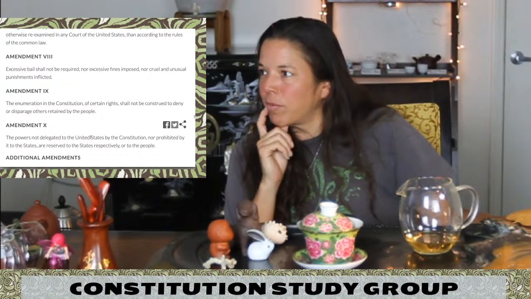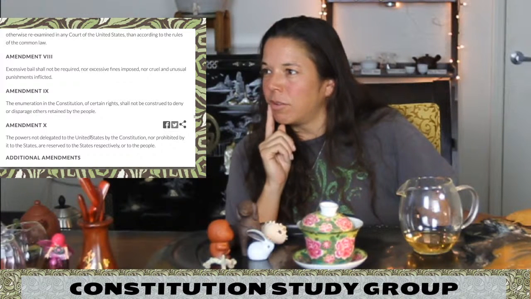Amendment 9. The enumeration in the Constitution of certain rights shall not be construed to deny or disparage others retained by the people. I guess that's a nice one. The enumeration in the Constitution of certain rights shall not be construed to deny or disparage others retained by the people. Other rights retained by the people?